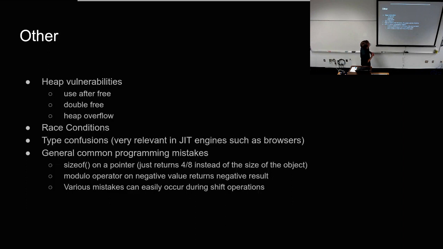And some other general programming mistakes that you will often see and that you should probably be aware of. For example, the sizeof operator on a pointer just returns 4 or 8 and not the actual size of the object, which a programmer might expect. The modulo operator on a negative value returns a negative result, so that could mess up all your hash tables or whatever. And also various easy mistakes doing any bit shifts, so pay proper attention to those as well. We're not going to talk much about these anymore, at least for now.